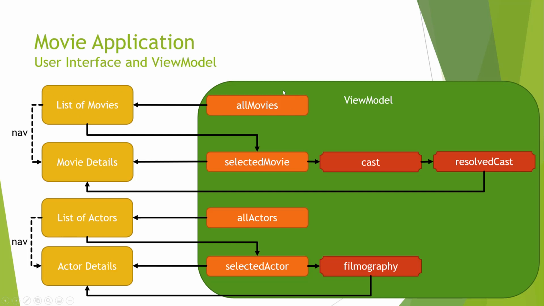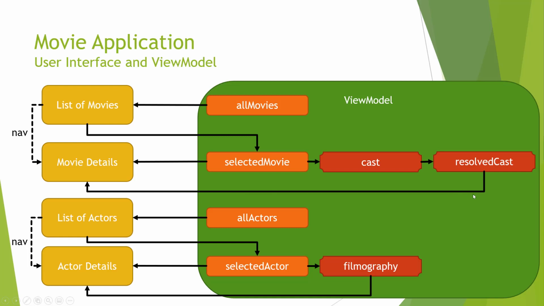List of movies is going to get its data from the all movies live data. We can display it on the screen. When we click on something, we're going to set selected movie, which in turn is going to trigger the cast and resolved cast to get actually updated. Now note that when selected movie is updated, we're updating the movie details on the screen. The movie details is going to observe it.